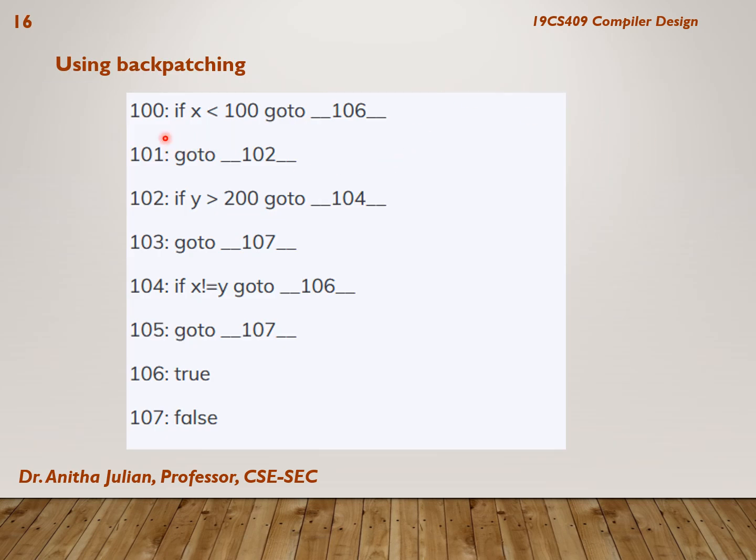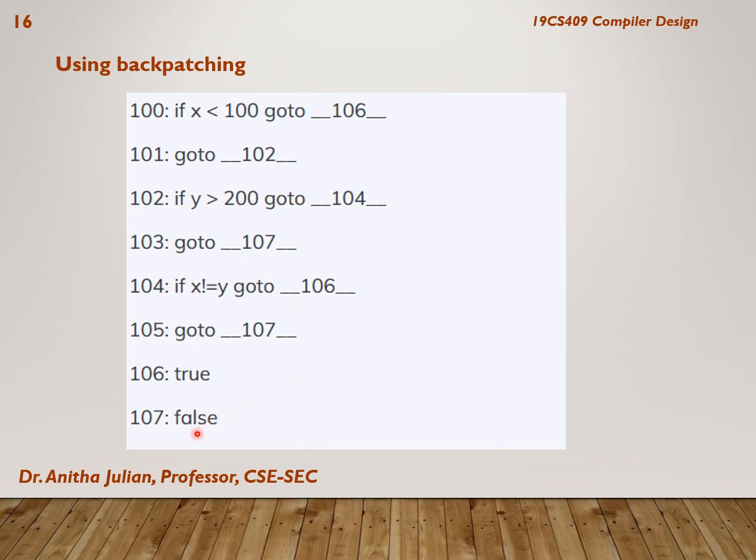If the condition is true, then we don't need to evaluate the AND part at all. Straight away I can go to 106 for the true value. Else I have to check the condition, so I am going to 102. In 102 I am evaluating, and this is an AND operation, so both the conditions have to be evaluated. So y greater than 200 is evaluated, then we have to go to the x not equal to y condition. If both are true, then we go to true. If any one is false, since it is an AND operation, we go to the false condition.